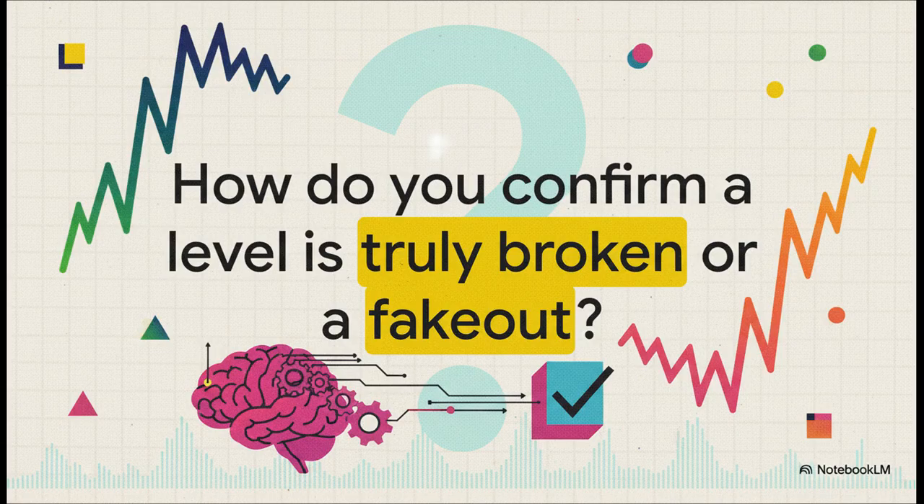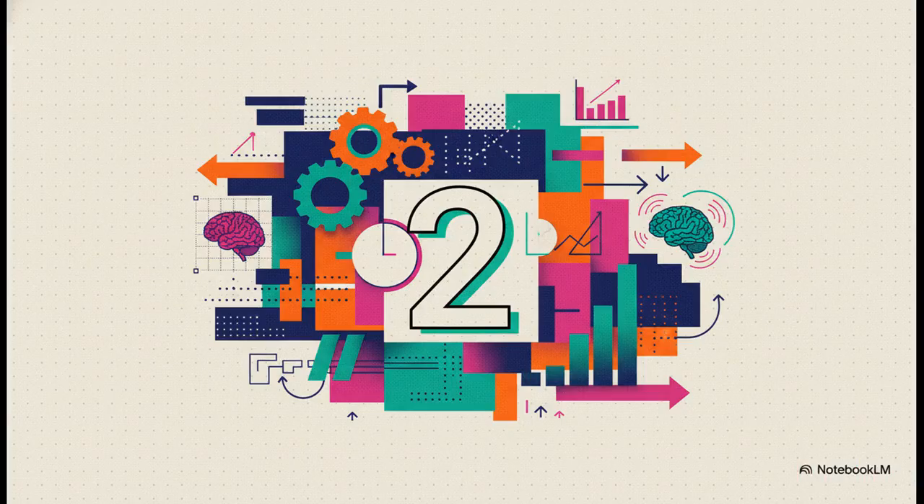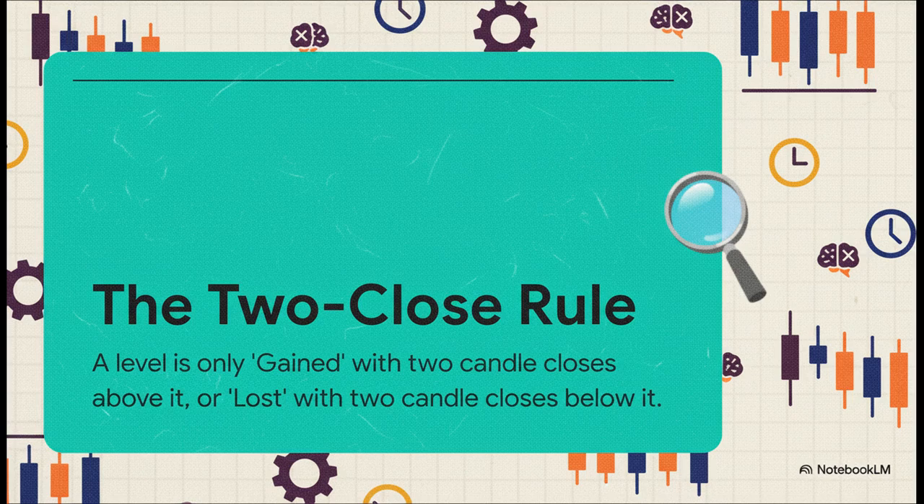The million-dollar question, isn't it? I mean, every single trader has been there. You see a huge breakout, you jump in, and then it immediately reverses. It's so frustrating. Well, this system provides a clear, mechanical, totally non-negotiable answer. And the answer is 2. This, my friends, is the two-close rule, and it's designed to completely eliminate guesswork. A level is only truly broken after 2 consecutive candles close on the other side.